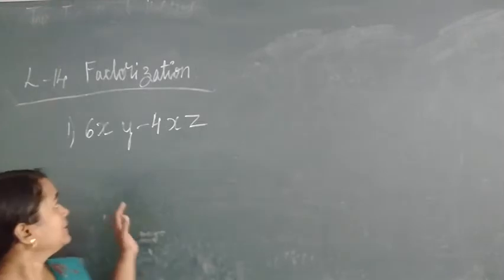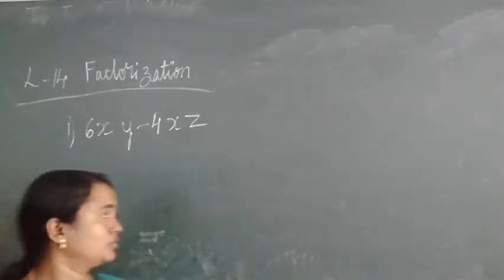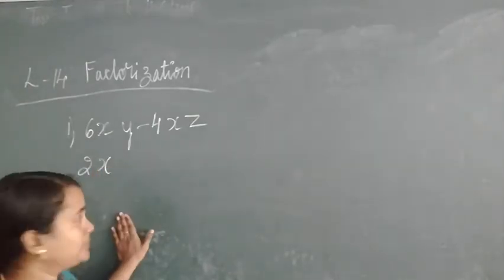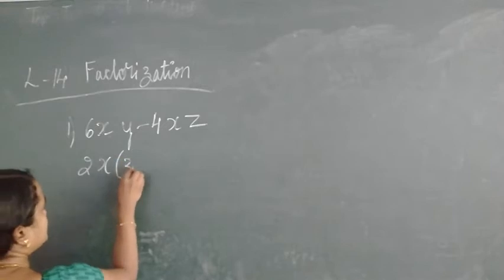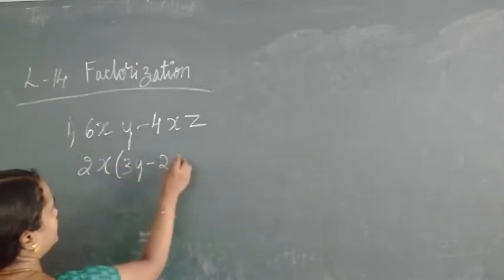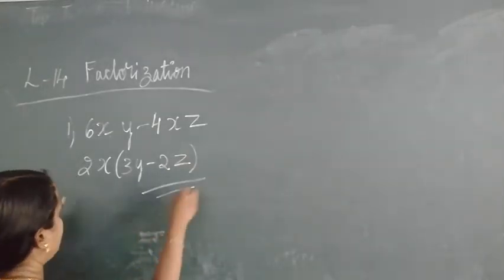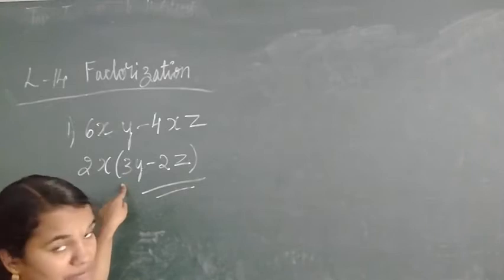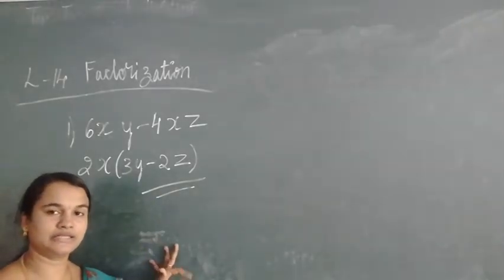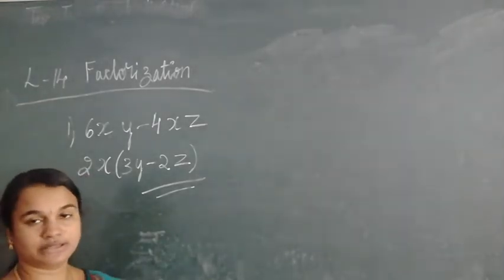So Chetan, here 6 and 4, that means 2 we will take out, and x also we can take out. That means here 2 3s are 6, y; minus 2 2s are 4, x already taken out, so z. So what is our answer? 2x inside the bracket, 3y minus 2z. The same way you have to do question number 2. So the second will be homework for you. Now I will do question number 3.